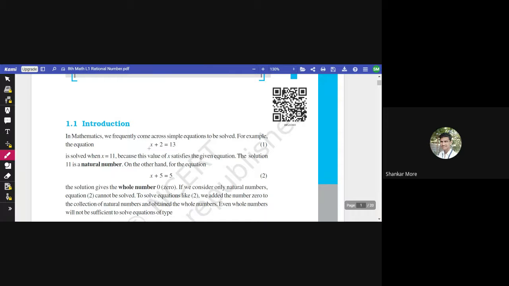So here in the introduction we have an equation. This equation is pretty simple. It says x plus 2 is equal to 13, right? If we have to solve this very simple equation, the value of x is going to be what? The value of x is going to be 11. Answer should not be 12. Answer should be 11. x is equal to 11, right? So when we add 11 plus 2, that gives us the answer 13.